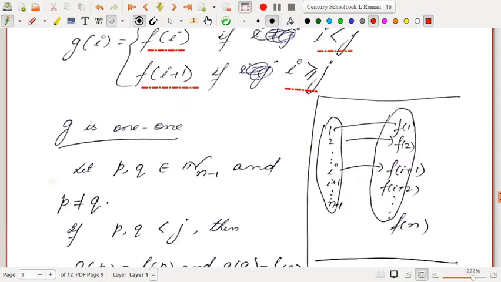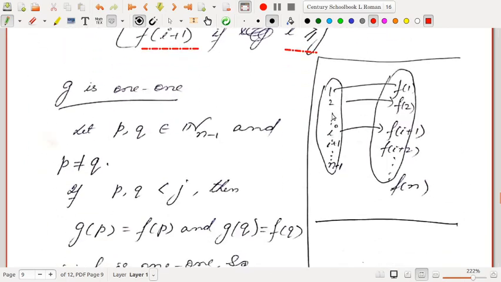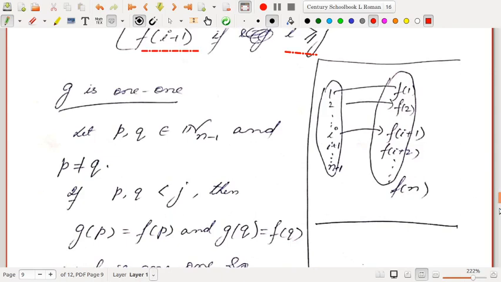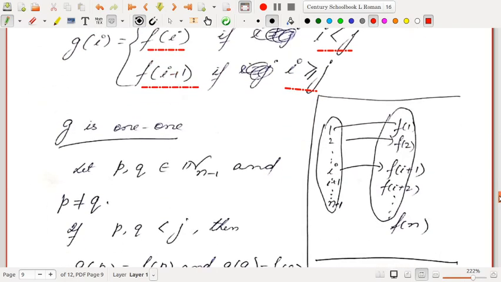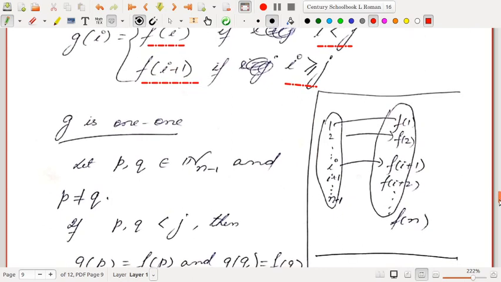Okay, so in the diagram you can see what we are doing: we are taking all elements which are less than j to their original images, and since j is skipped, we are taking the image of i to f of i plus 1. Okay, because f of j is not there in the new set, right? So that way we construct the function. So g of i will be equal to f of i plus 1 if i is greater than or equal to j.